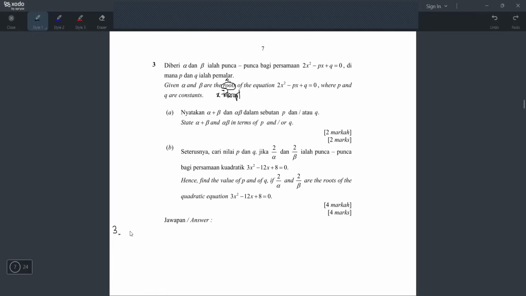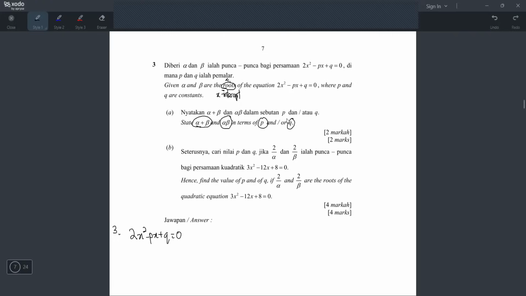So let's write down the equation first: 2x squared minus px plus q. Always make sure it's in general form first, right? If it's not in general form, convert it to general form. I think this is general form. The a is 2, the b is negative p, the c is q. So this is already a very nice general form equation. And then it says P and Q are constant. Question A says state the value of alpha plus beta and alpha times beta in terms of P and Q.